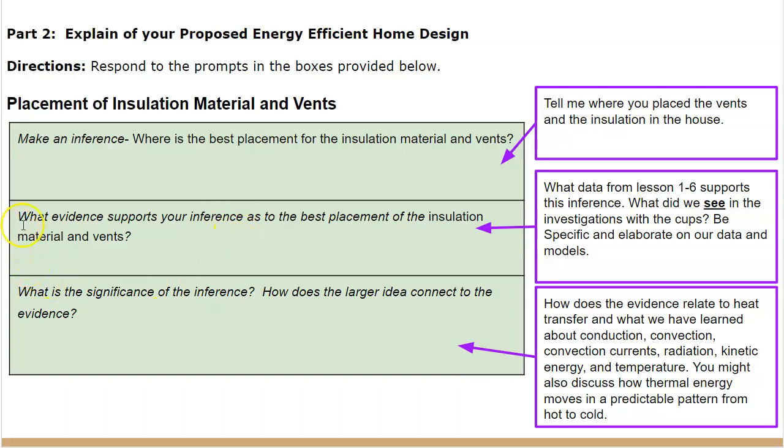And then you're going to tell me, what did you learn from our lessons about all those cups, lessons 1 through 6, that helped you decide where those should be placed? And this is where I want you to think of maybe some of the insulated cups, or especially that dye moving through hot and cold water. And then what is the significance of the inference? How does the larger idea connect to the evidence?